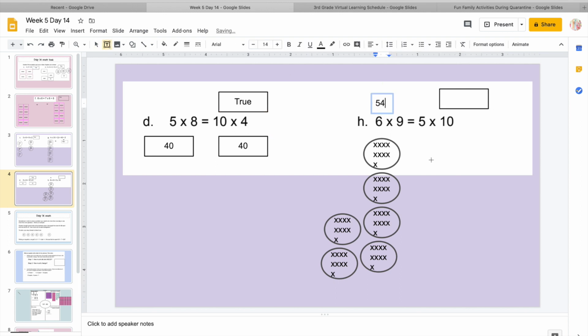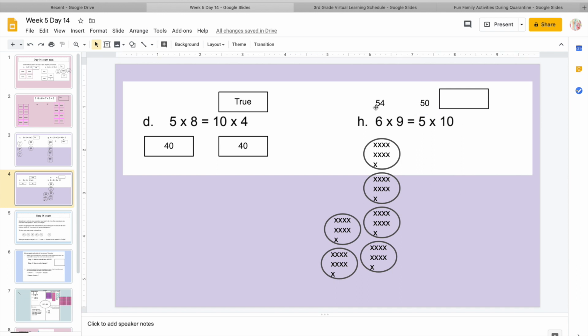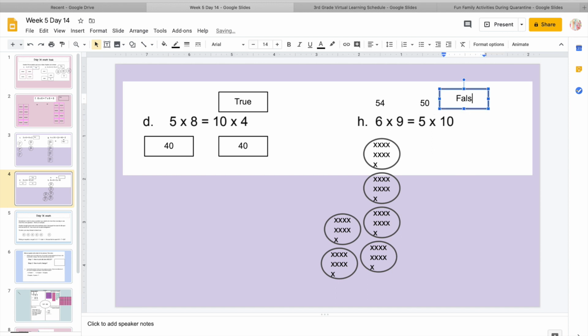Now I'm going to come over here and look at 5 times 10. So I'm going to put 5 fingers up and I'm going to skip count by 10. 10, 20, 30, 40, 50. So I know 5 times 10 equals 50. So it's saying 54 equals 50. Now that can't be true because they have to be the same number. So this equation is false.